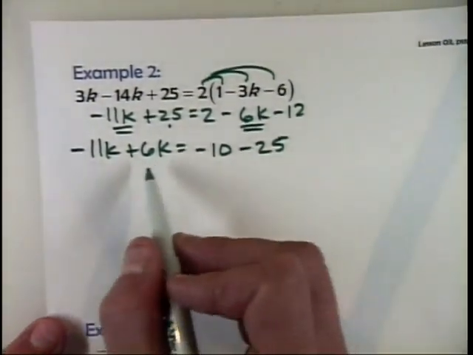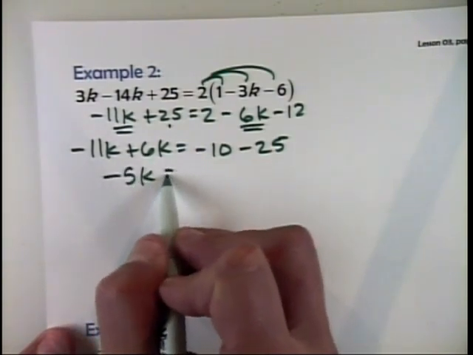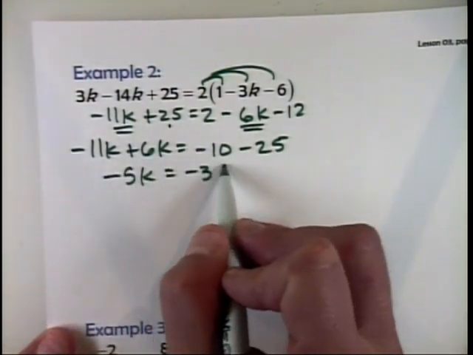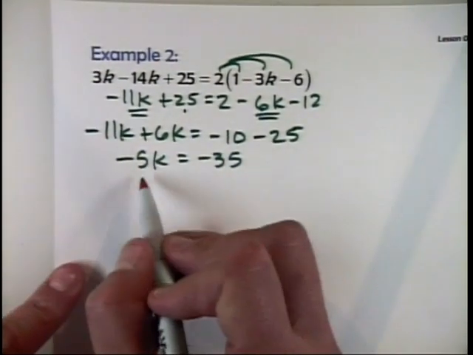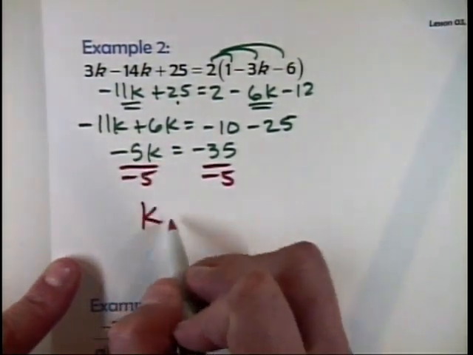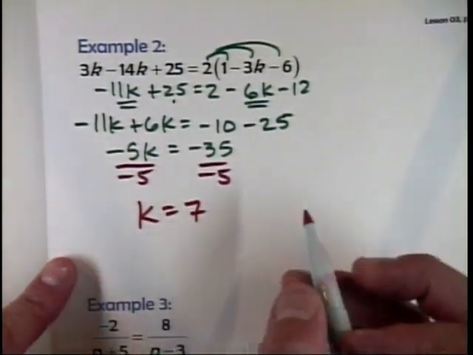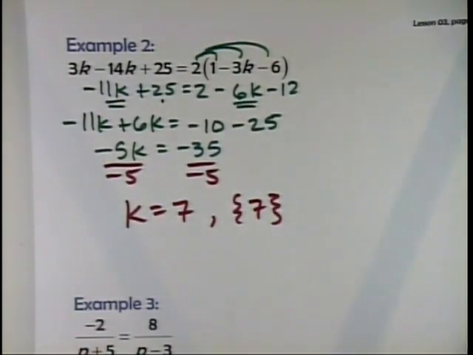Now what I can do is collect these like terms. Negative 11 plus 6 is negative 5k, and negative 10 minus 25 is negative 35. So now I've combined all my like terms, and it's time to divide by negative 5 on both sides. Negative divided by negative is positive, and so on this side I get k equals 7. And again, if you want to write it in set builder notation, that's okay.